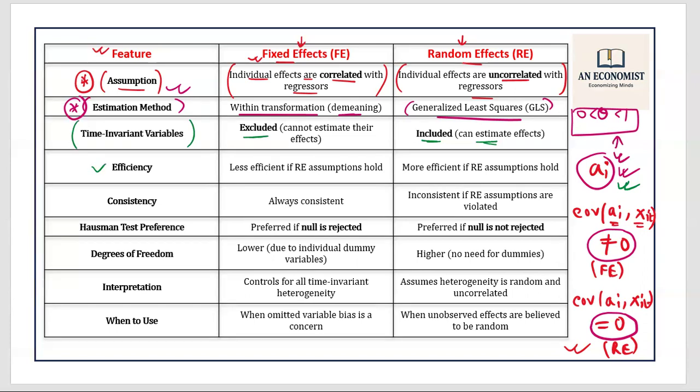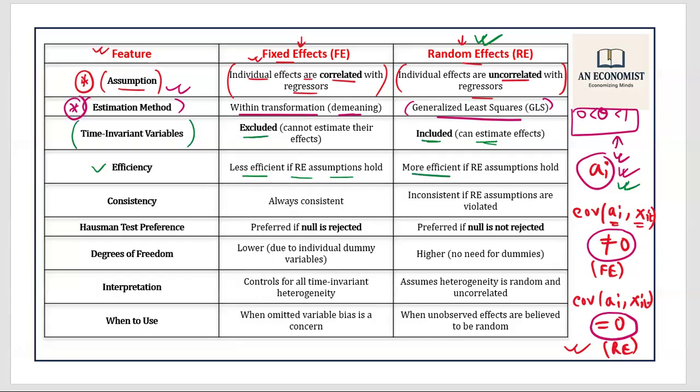We generally assume that the random effect model is more efficient. The fixed effect model is less efficient if the random effect assumptions hold. We have gone through the different assumptions of the random effect model. If those assumptions hold, then we should follow the random effect model because it is the more efficient model.